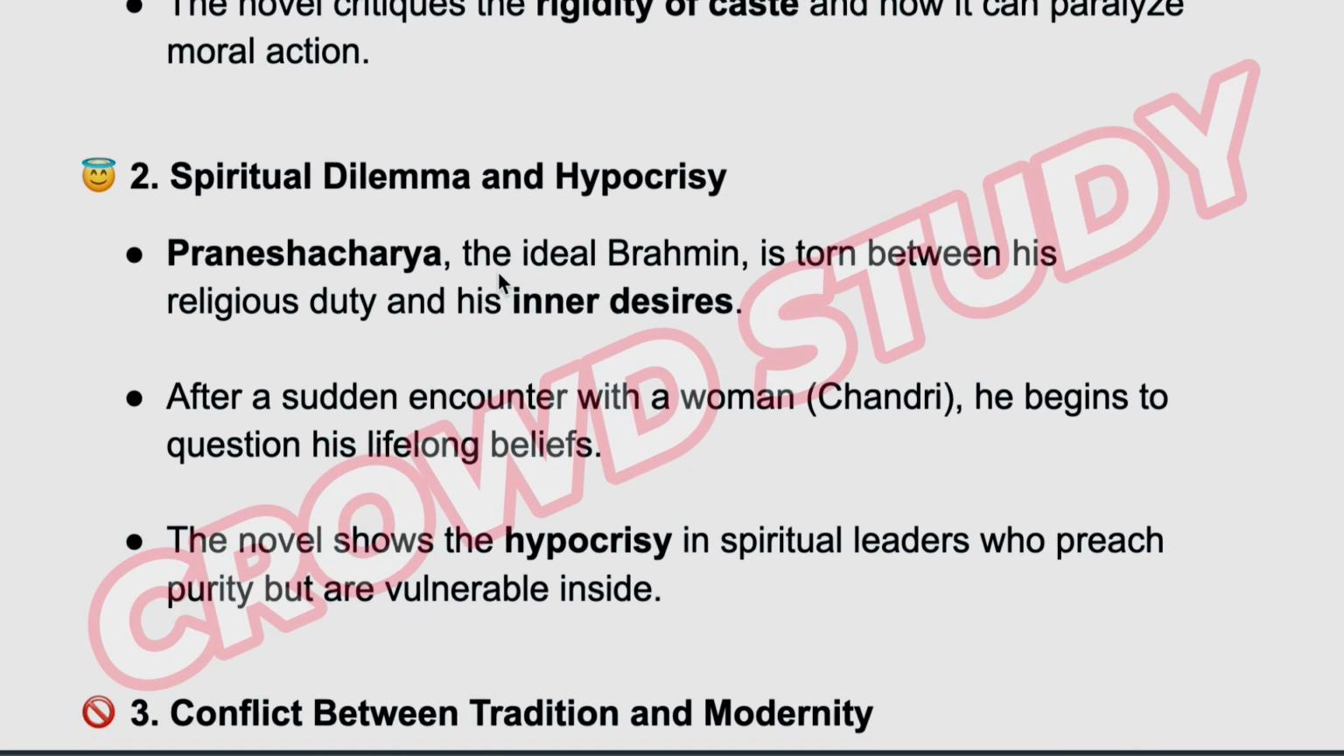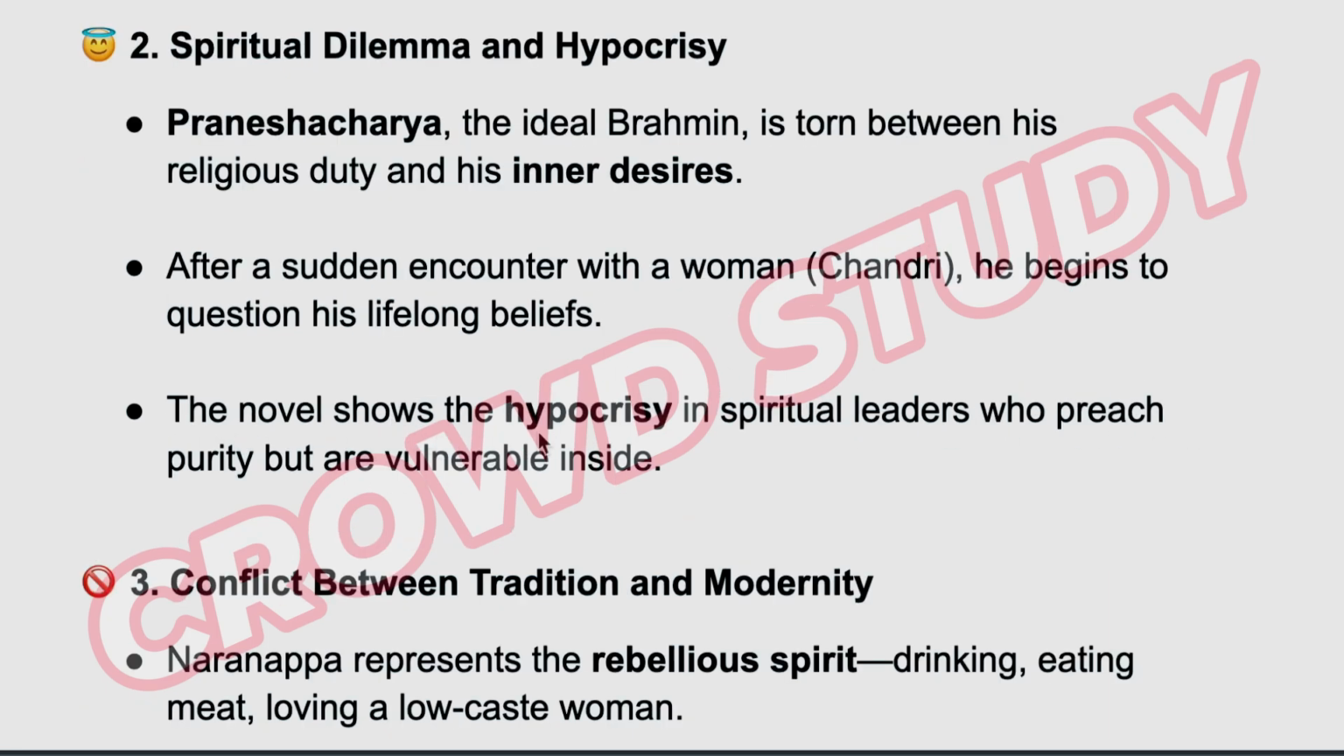Number 2. Spiritual dilemmas and hypocrisy. Praneshacharya, the ideal Brahmin, is torn between his religious duty and his inner desires. After a sudden encounter with a woman, Chandri, he begins to question his lifelong beliefs. The novel shows the hypocrisy in spiritual leaders who preach purity but are vulnerable inside.